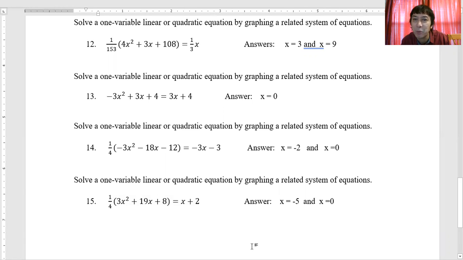All right, we were able to complete all 15 numbers. I hope you were able to learn how to use the graphing calculator in solving one variable equations with systems.